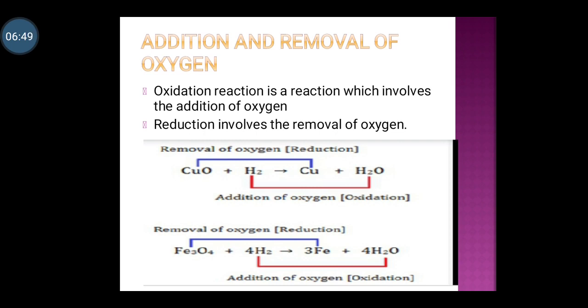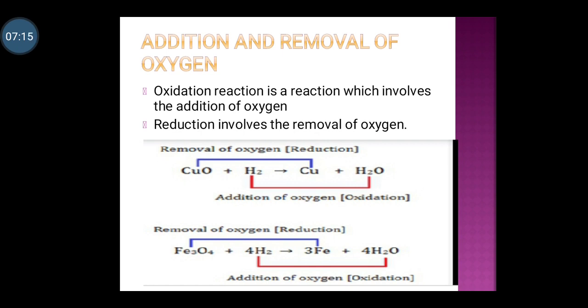Oxidation reaction is a reaction which involves the addition of oxygen. When oxygen is added, it means oxidation has occurred. Reduction involves the removal of oxygen. That means when you remove oxygen from a reaction, you are performing reduction.